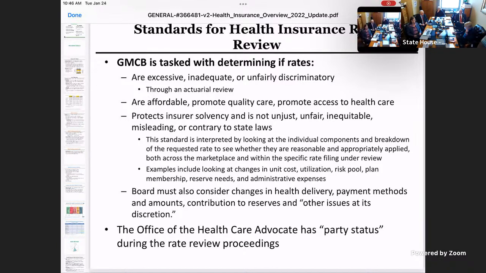The history of insurance regulation, to step back for a second, has changed through the years. Years ago, there used to be a three-member board called the Healthcare Authority that oversaw health insurance, and also hospitals and some aspects of hospitals.